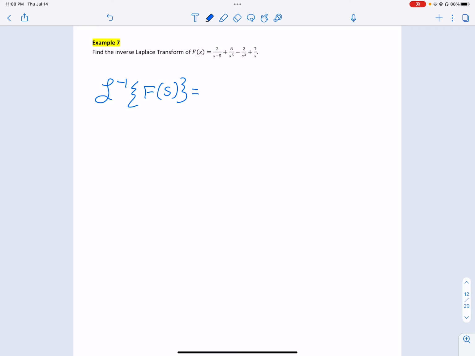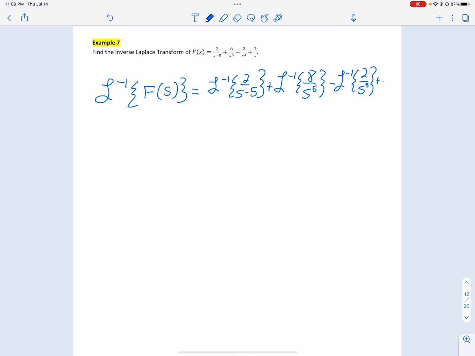Okay, well, this is the inverse Laplace of 2 over s minus 5, plus the inverse Laplace of 8 over s to the fifth, minus the inverse Laplace of 2 over s cubed, and then plus 7 times the inverse Laplace of 1 over s. Okay, sorry for that, squeezing that in there. Each one here: this first term is going to be 2e^(5t). That's what that inverse Laplace was.